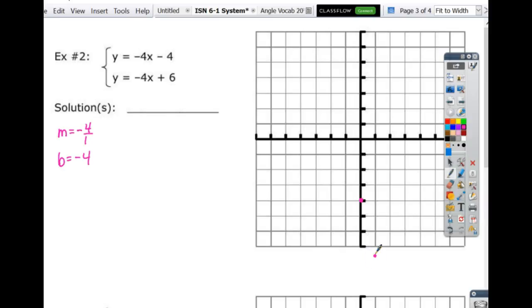But that's not very useful. That's why I'm saying it can go the other way also, where you go up 4 and back 1. So I'm going to go up 4 and back 1. And then I'll connect the lines.